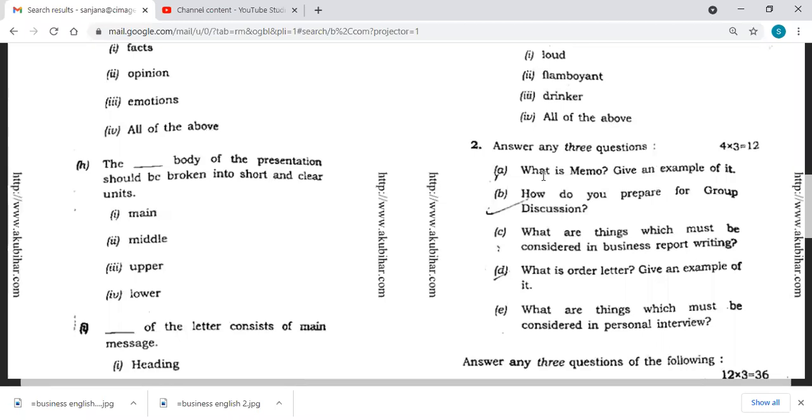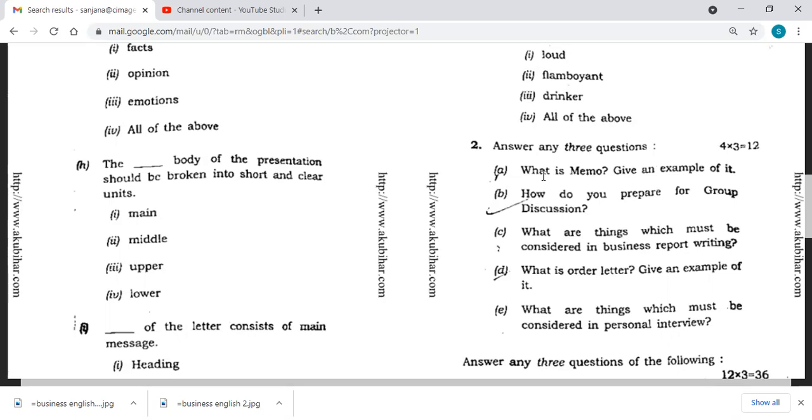Okay, we'll discuss the next answer, any three of the questions. What is a memo? Give an example. Ma'am, what is the answer for the last? What last? Ma'am, the manager one. Number 2, flamboyant. Okay.